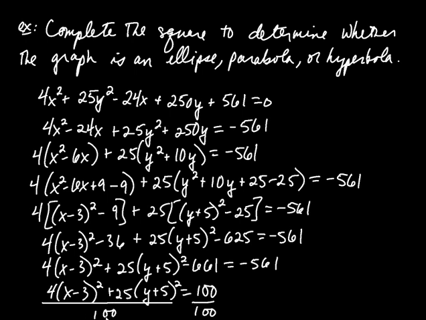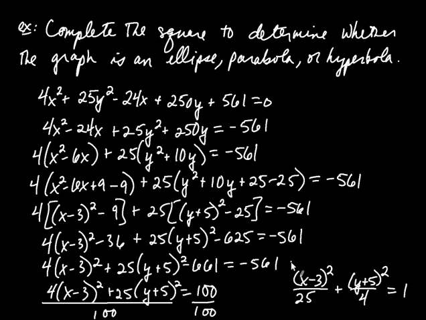And then we're going to divide these both by 100, so as our final result, it's going to be (x minus 3) quantity squared over, well, 4 divided by 100 is 25, plus (y plus 5) squared. And then when you divide 25 by 100, you get 4, and it's equal to 1.